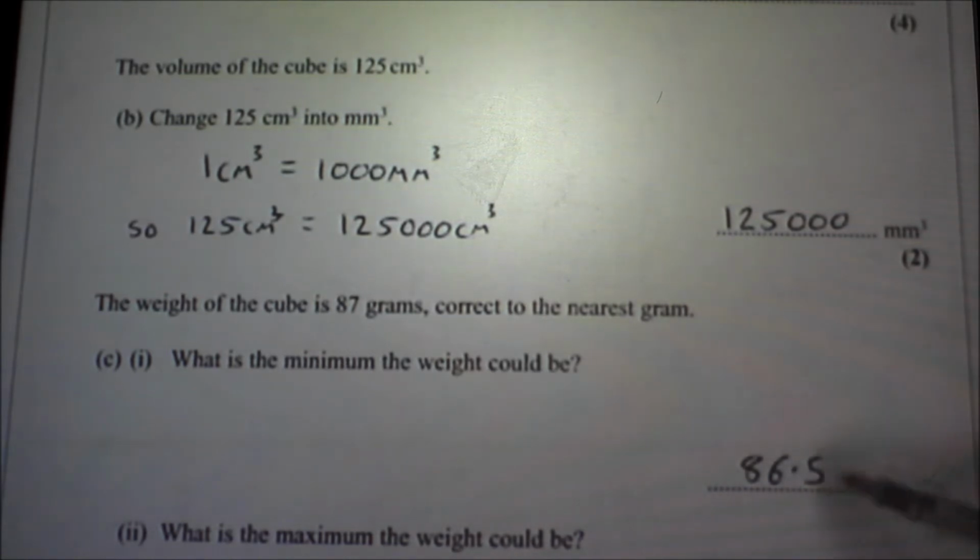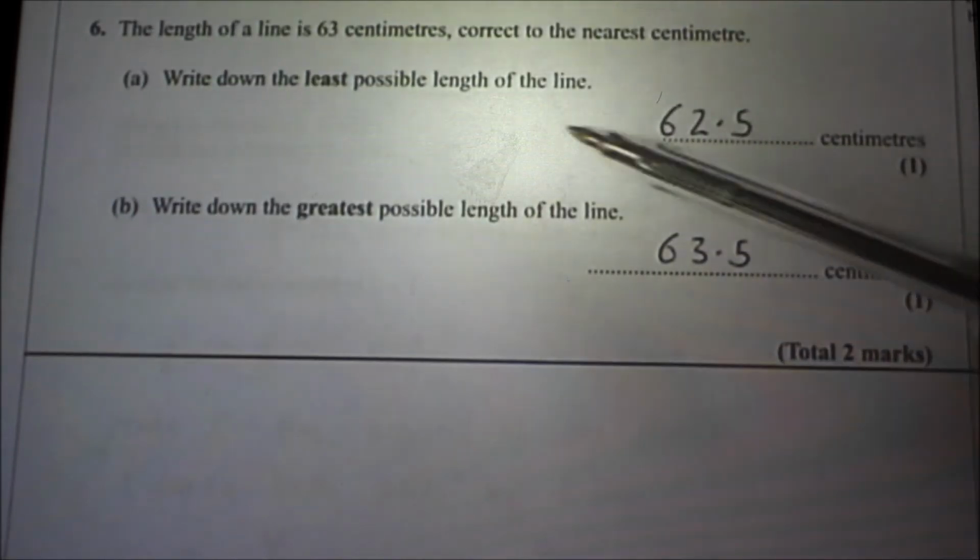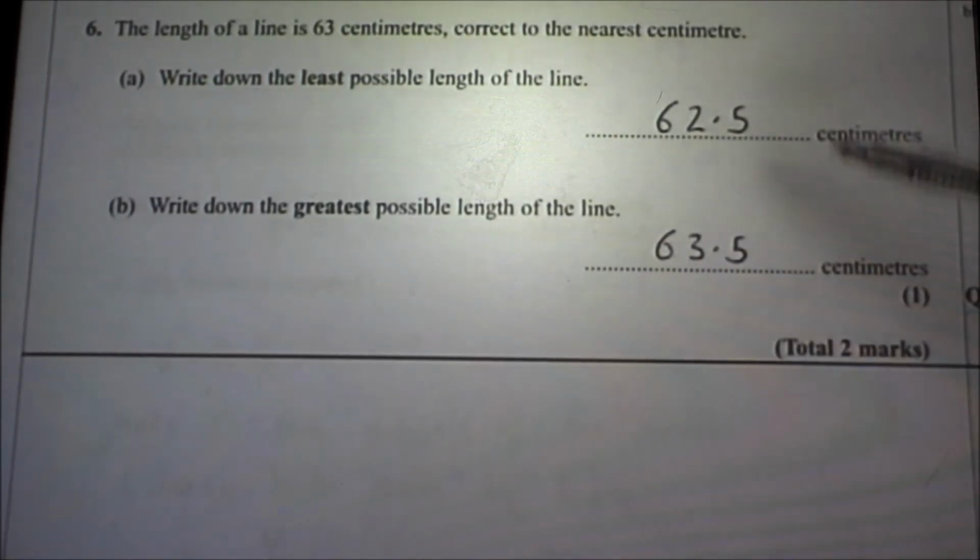What's the minimum it could be? 86.5. And what's the maximum? 87.5. Next one, question 6. The length of a line is 63 centimetres to the nearest centimetre. Least possible length, 62.5. Greatest, 63.5, or 0.5.